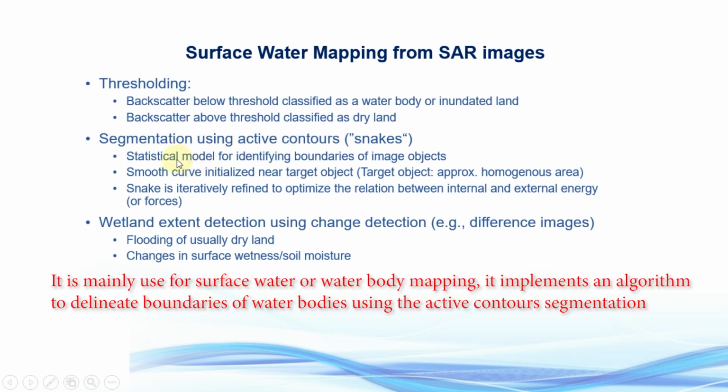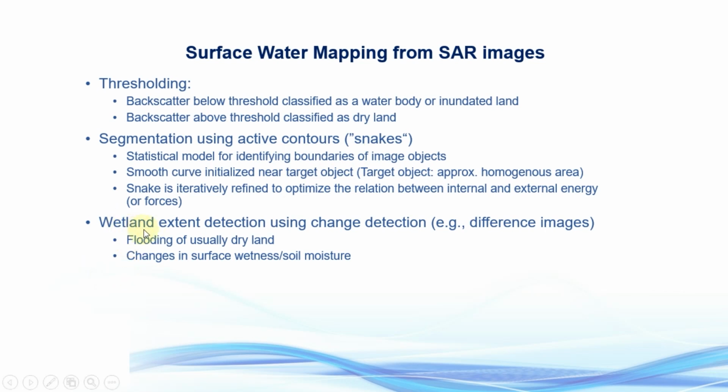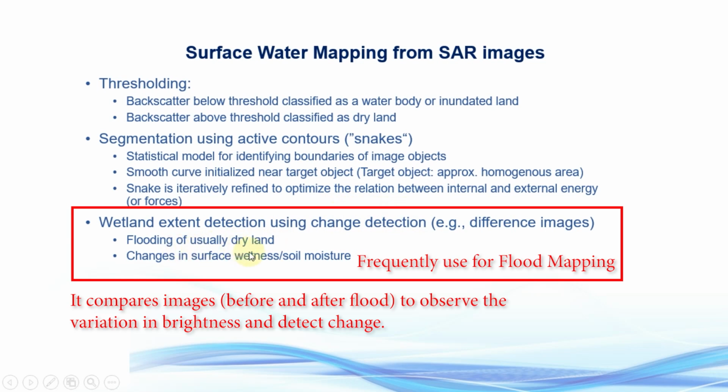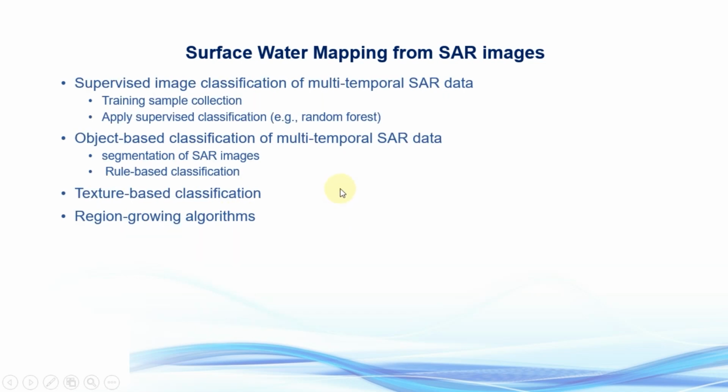The second method is active contours segmentation. It is mainly used for surface water or water body mapping. It implements an algorithm to delineate boundaries of water bodies using the active contours for segmentation. The next method is called change detection. It is the most frequently used method for flood mapping. It compares dry season imagery with flood season imagery to see how the brightness varies due to flood, and then detects flooding.